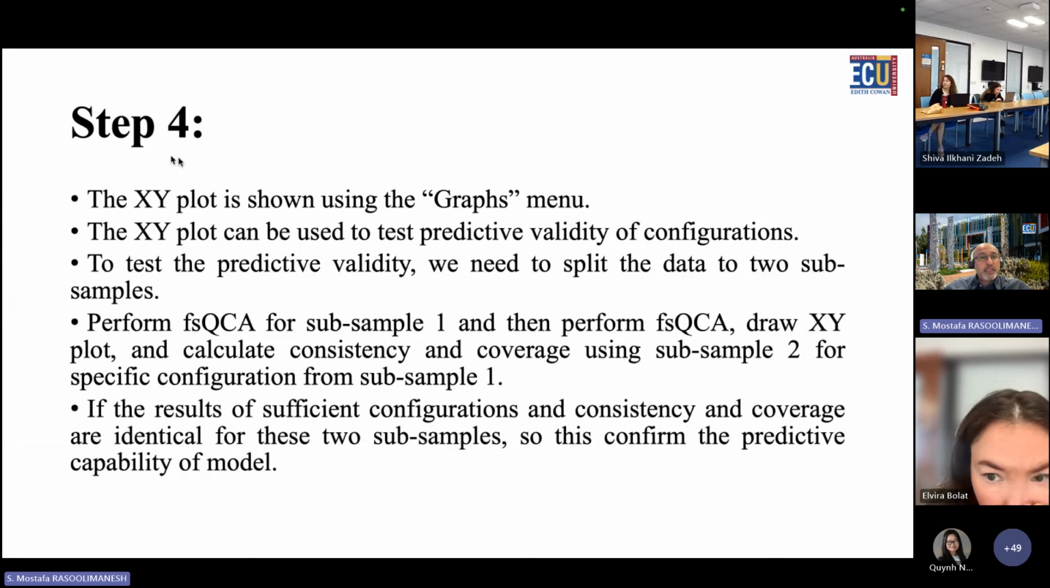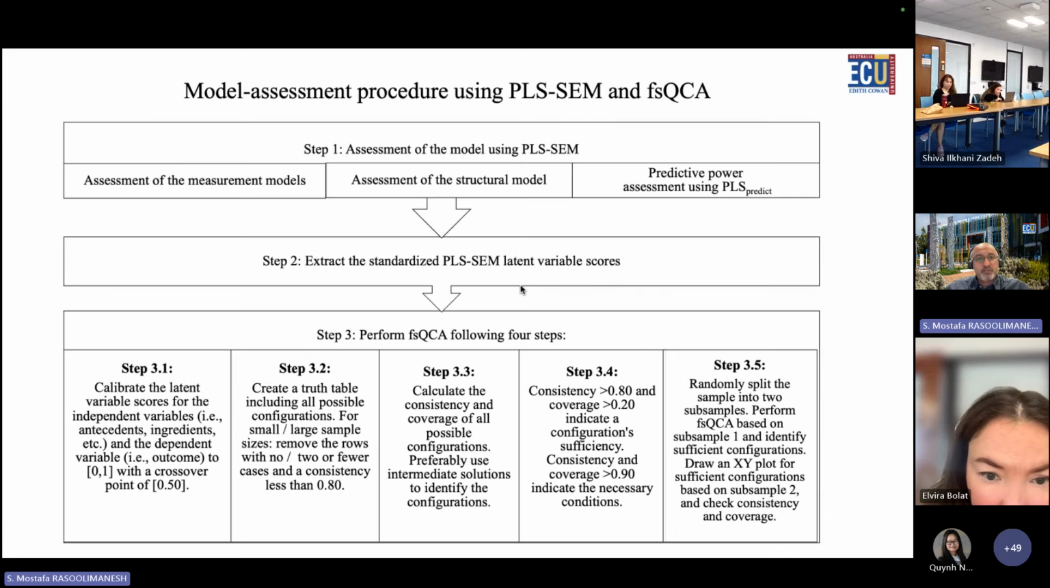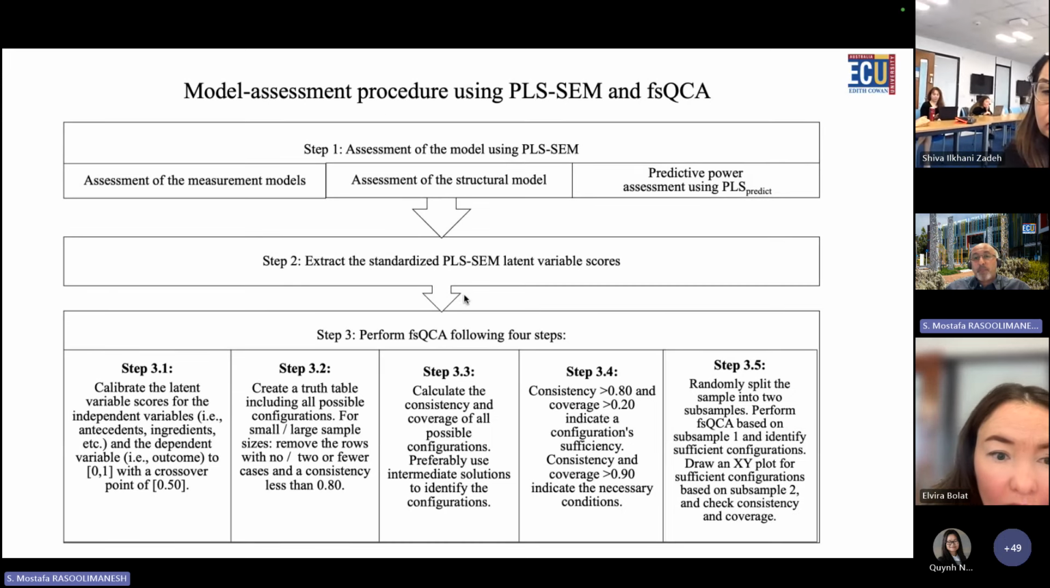Okay, step 4, you can also use an XY plot, especially if you want to check the predictive validity or predictive power of configurations. As I explained, you can identify with subsample 1, and in subsample 2 you can calculate consistency and coverage and see whether those configurations identified in the first phase are also sufficient based on subsample 2. Based on this, you can identify predictive power. This is the process that we propose in our paper for the combination of PLS-SEM and FsQCA.